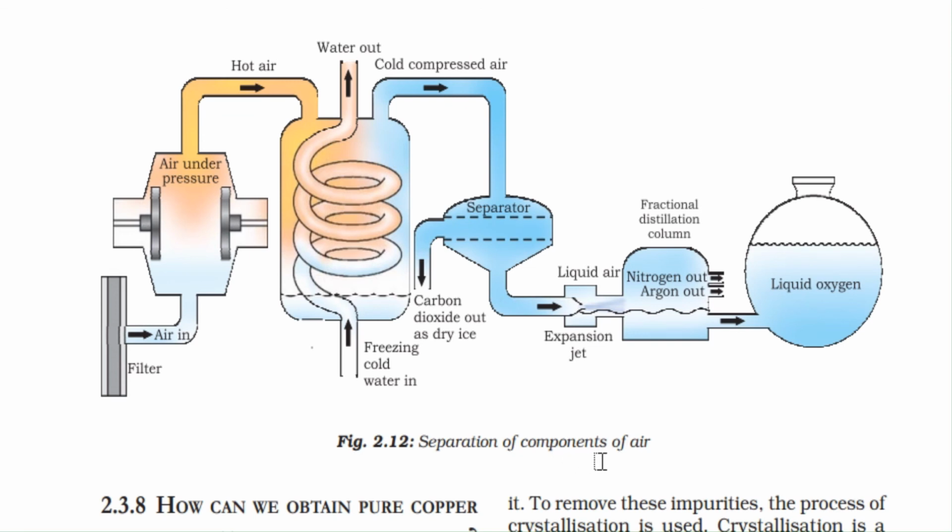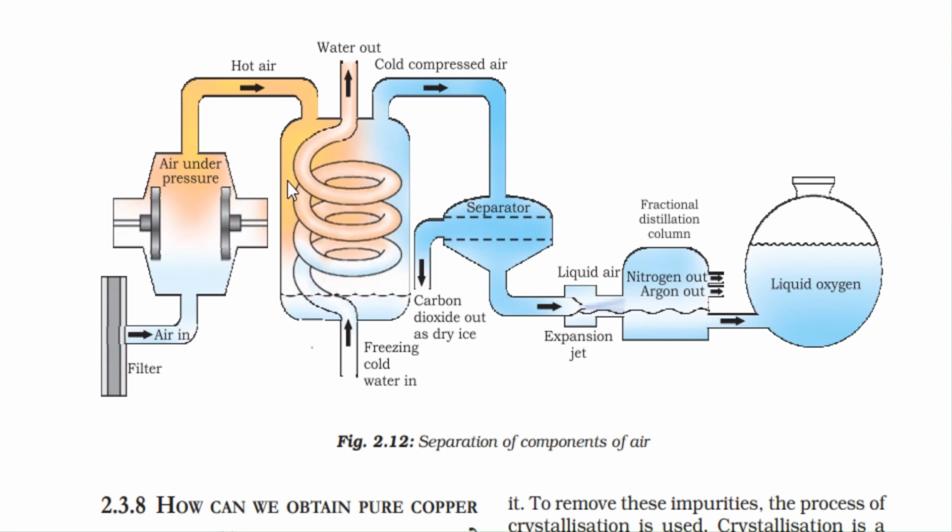This is the actual distillation process. Let's see. First, air is here, and with the help of this piston it is compressed and its temperature is decreased. Now the compressed air is coming to this chamber where the temperature is lowered. And this freezing liquid flows from down to top and is taken out. Freezing cold liquid is taken out from here.